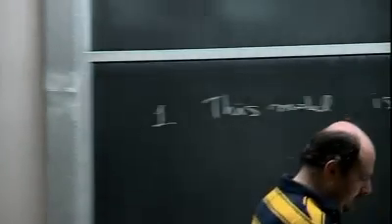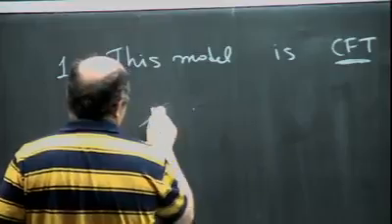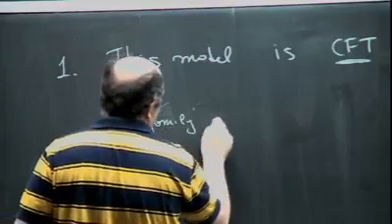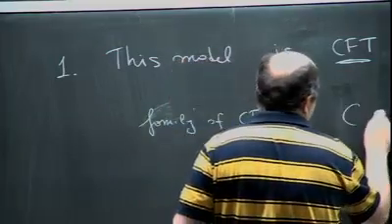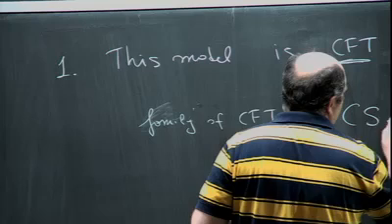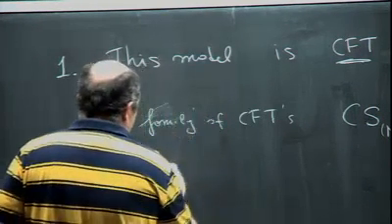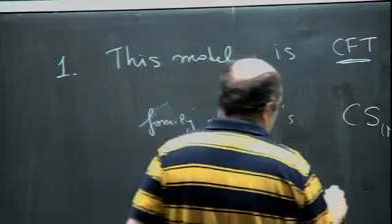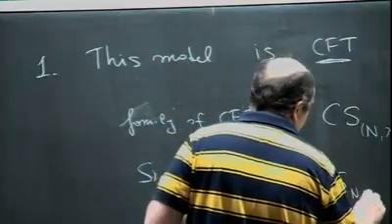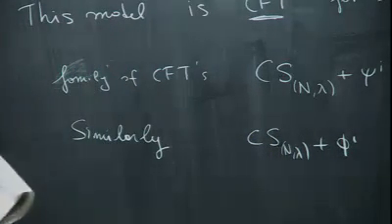All right. So this is one important property. So we have a family of CFTs parametrized by n and lambda, which are this Chern-Simons theory, parametrized by n and lambda, plus the fermions. Okay. Similarly, as I said, we can define a family of CFTs coupling the scalar field to the Chern-Simons.